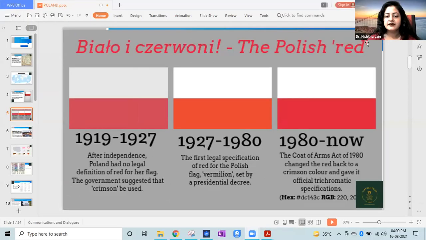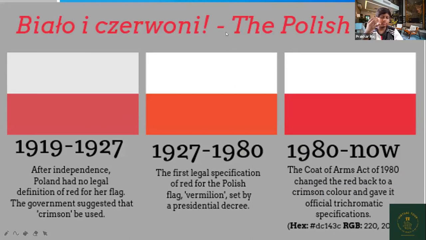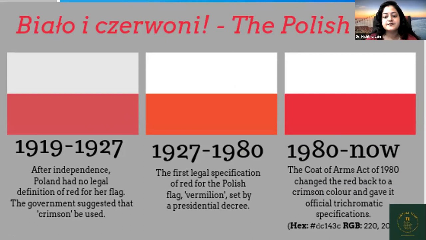I'm clearly audible now, right? Yes, ma'am. All right. So here we were. From 1980 to even now, the Coat of Arms Act of 1980 changed the red back to a crimson color. The one which was used the first time. And crimson is a sort of dull red, right? Yes. And it gave it the official trichromatic specification. But scarlet looks better. Yes, but it's their choice. They liked it more, so maybe that's why they decided on this crimson color again.